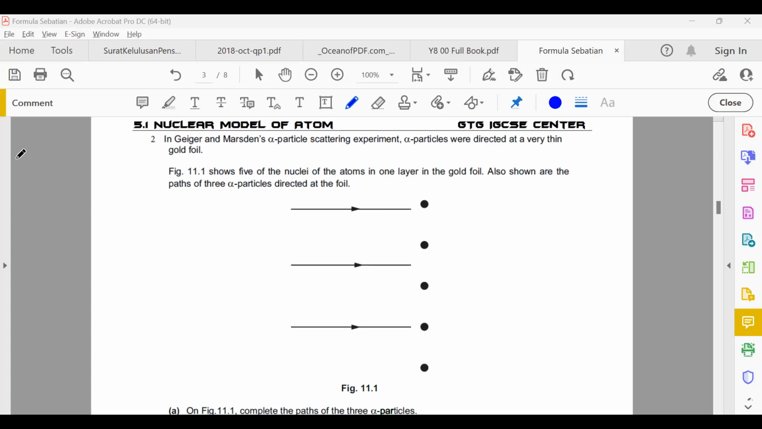Beta particles are negatively charged, right? Yeah, but you haven't learned that yet. We can ignore the alpha and beta particles. Question 2C.